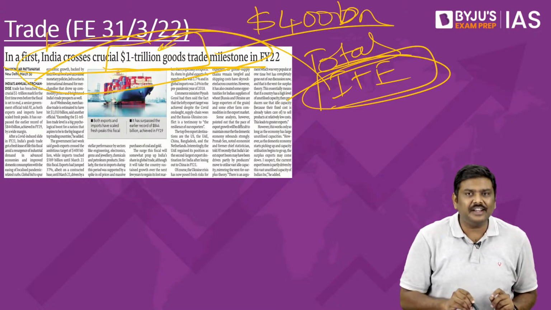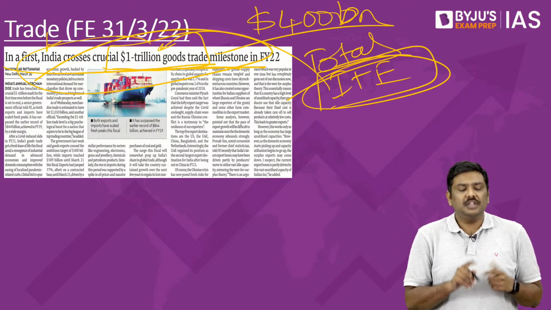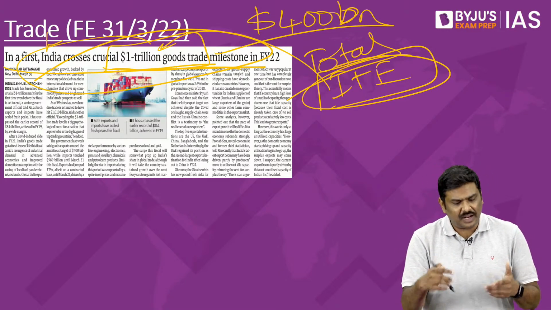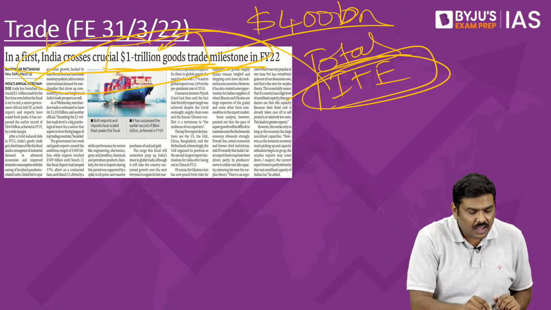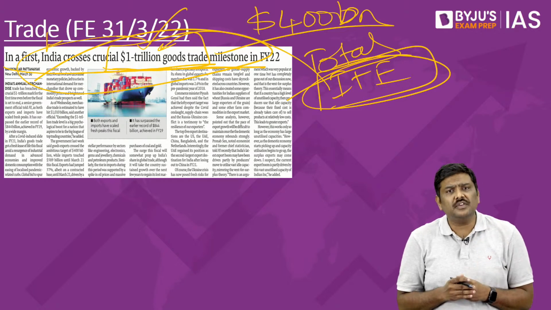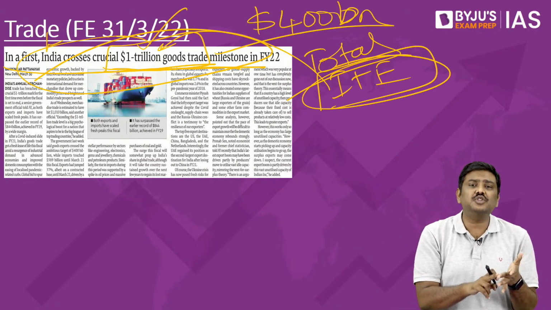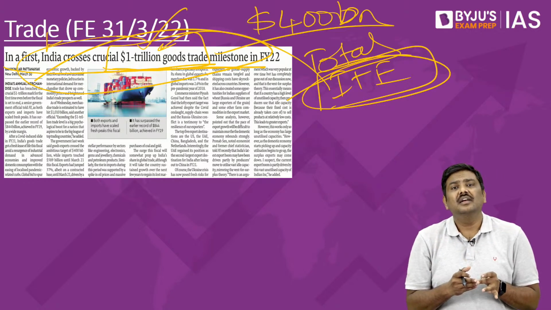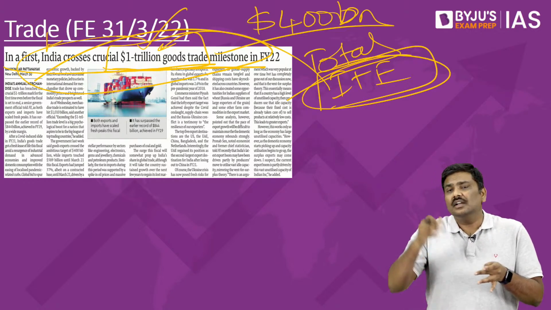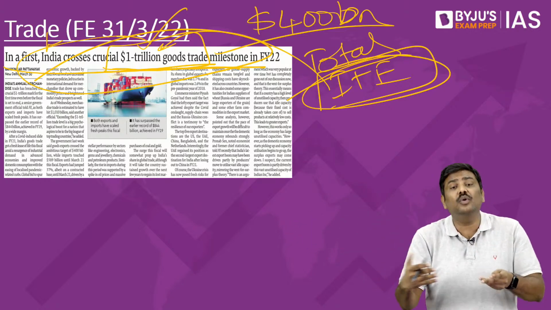So what is given in the article? Very important points. One, for the first time ever, the total merchandise trade between India and the rest of the world has crossed $1 trillion. What is the importance of this? India wants to become an export destination. India wants to become a global factory, and it also indicates that there is a rising demand for goods in other countries, which is very good news.